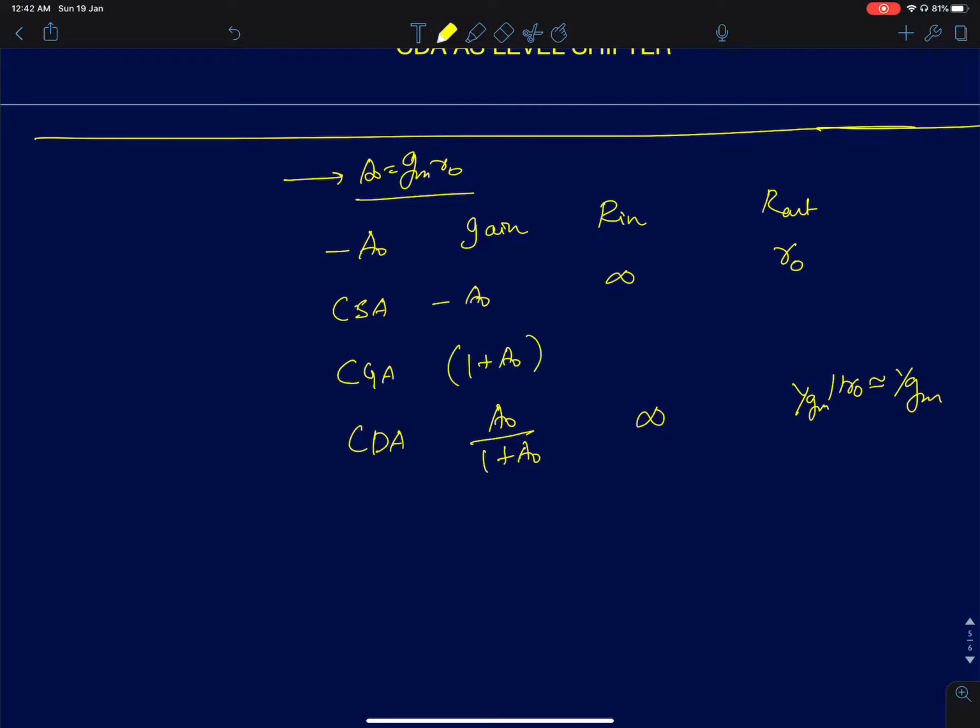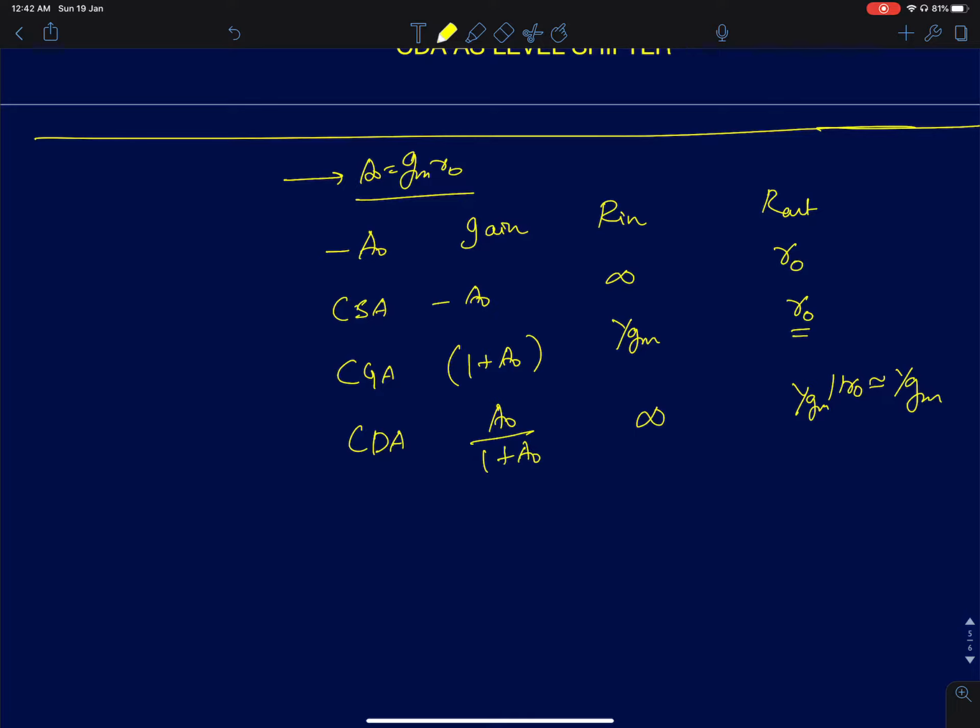For a common gate amplifier, on the other hand, it is pretty complicated. It's not very trivial. Generally, the input resistance of a common gate amplifier is 1 by gm. Output resistance depends on the source resistance. If your source resistance is very, very low, then it will be approximately r naught. Output resistance can be said to be very close to r naught if your source resistance is almost negligibly small.